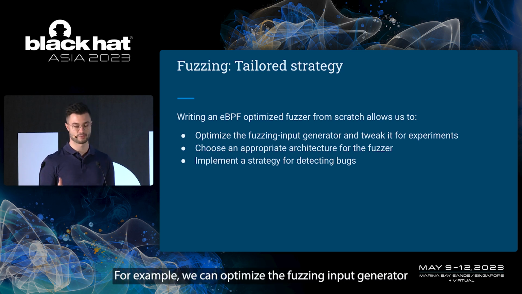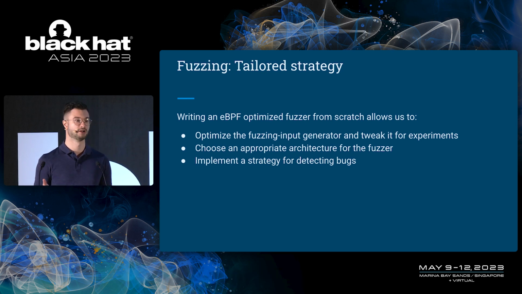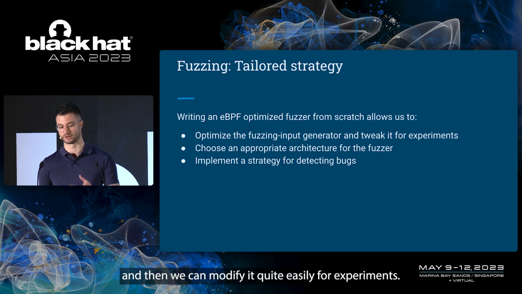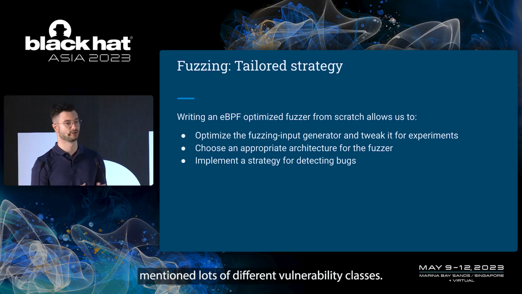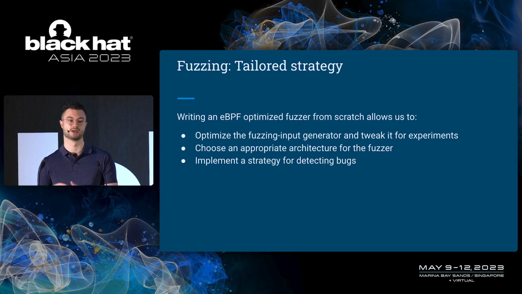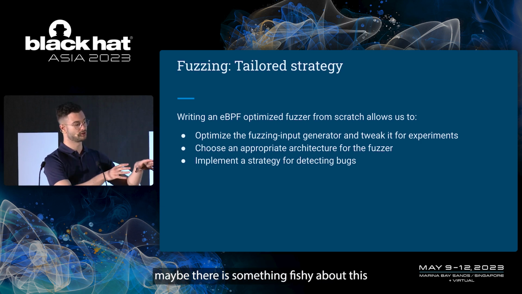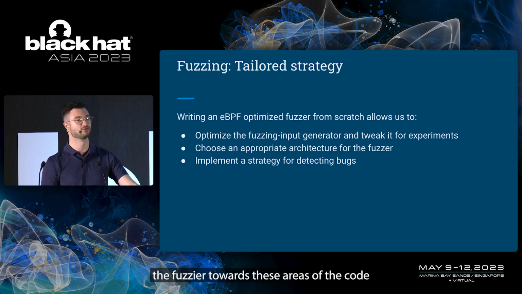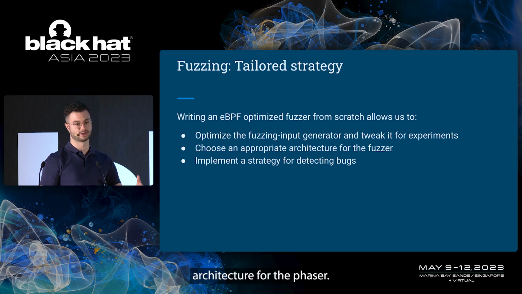For example, we can optimize the fuzzing input generator to generate valid eBPF programs, and then we can modify it quite easily for experiments. So for example, Valentina mentioned lots of different vulnerability classes. So if we believe, hey, maybe there's something fishy about this part of the code, we can optimize and bias the fuzzer towards these areas of the code.